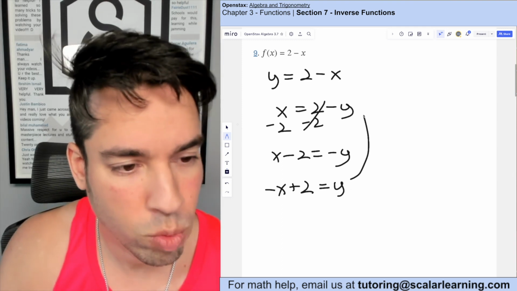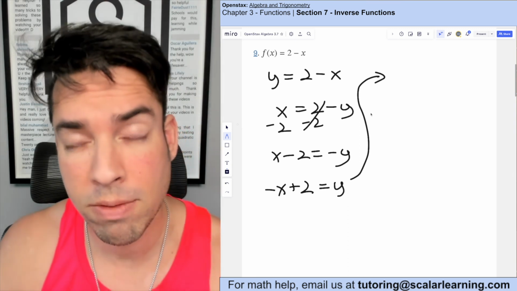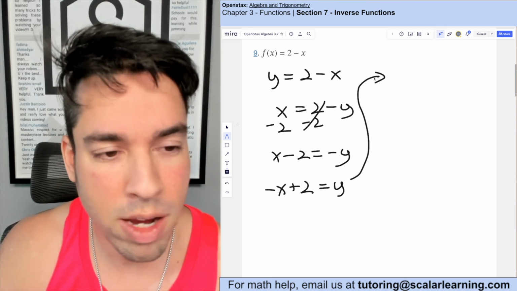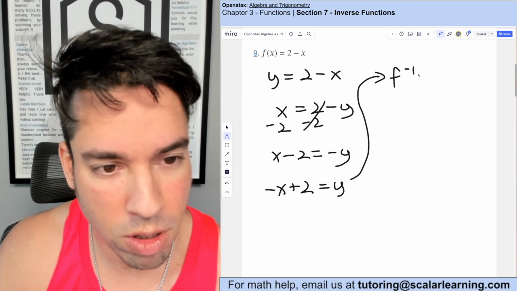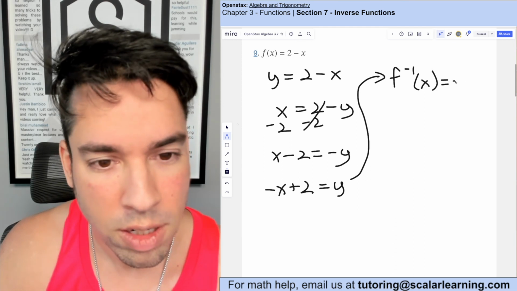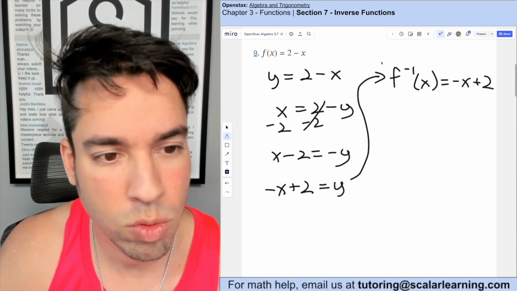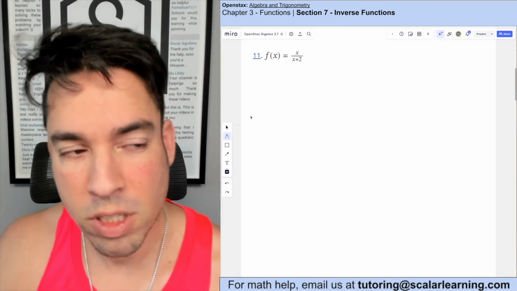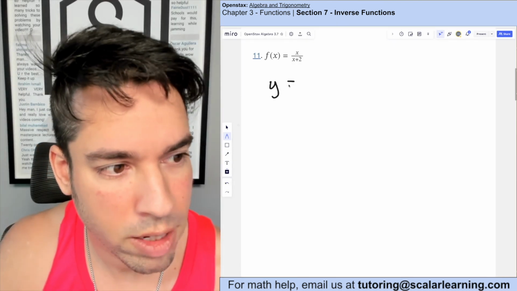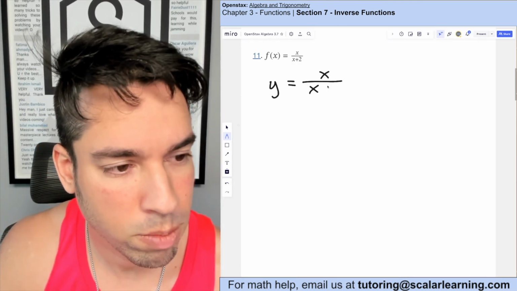Okay, and then I'm going to switch it around when I put it back into the function notation. So again, this y is the inverse. So f⁻¹(x) equals -x plus 2. Boom, done.